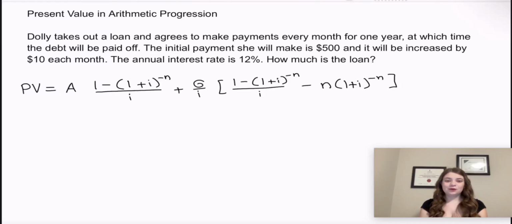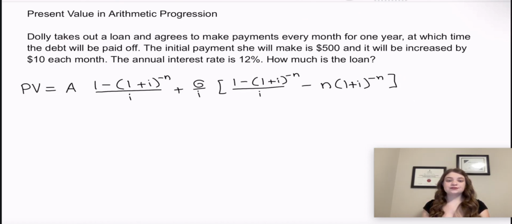So today we are going to do this example of finding the present value in an arithmetic progression, also known as an arithmetic gradient. Dolly takes out a loan and agrees to make payments every month for 1 year, at which time the debt will be paid off. The initial payment she will make is $500 and it'll be increased by $10 each month. The annual interest rate is 12%. How much is the loan?